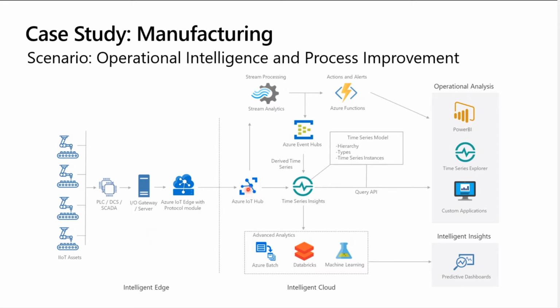From IoT Hub, then we have the warm path, which is where Time Series Insights consumes that data, and then using hierarchies, types, and instances, we can start to visualize that data and derive some insights. Everything is built on top of a query API, so customers can then visualize that data within their own custom applications. They can use TSI Explorer, or they can go ahead and use Power BI. The other stream here is customers can take that data, as we discussed before, everything stored in Apache Parquet, and use their advanced analytics tool to do things such as building predictive dashboards.